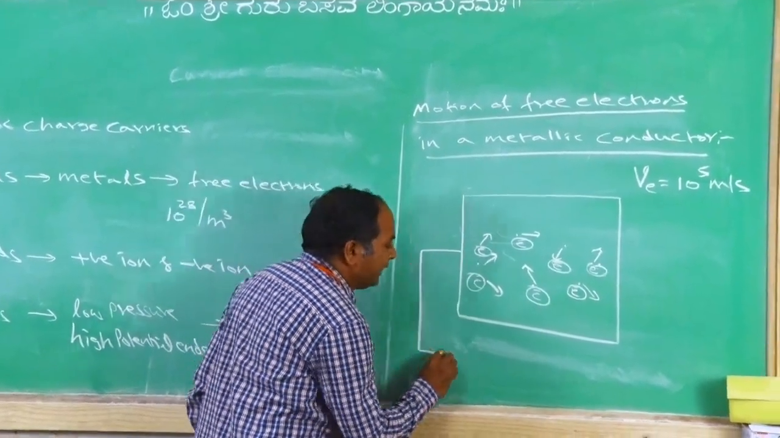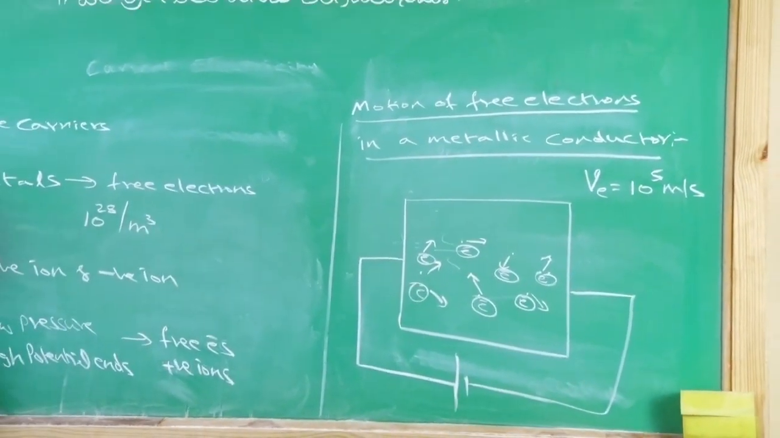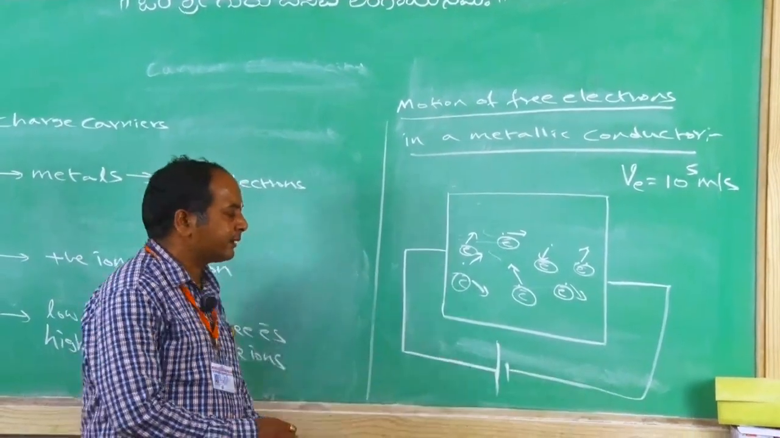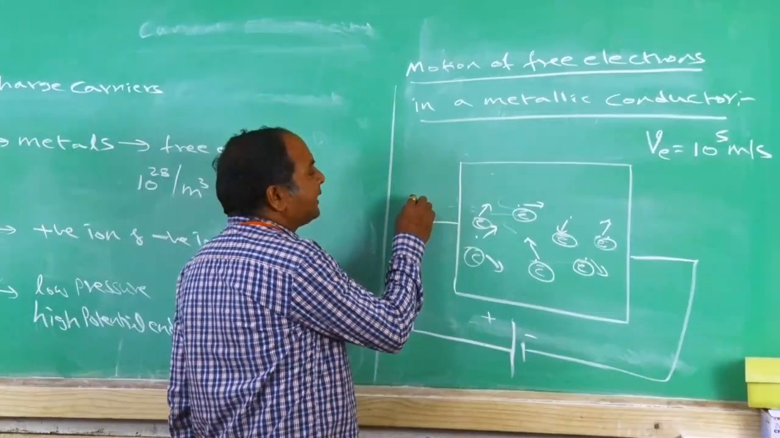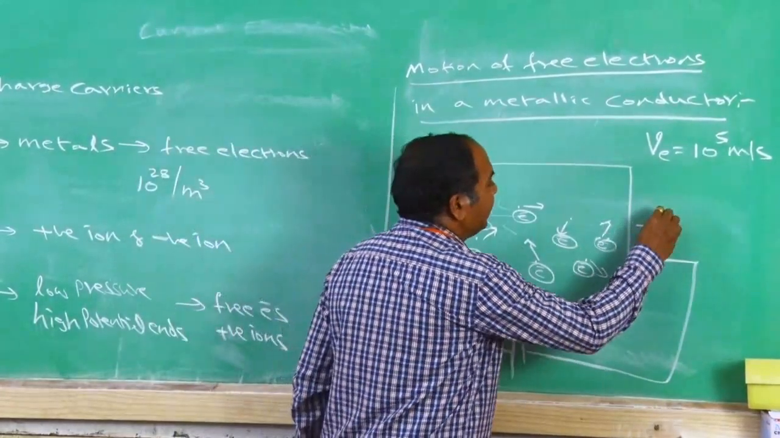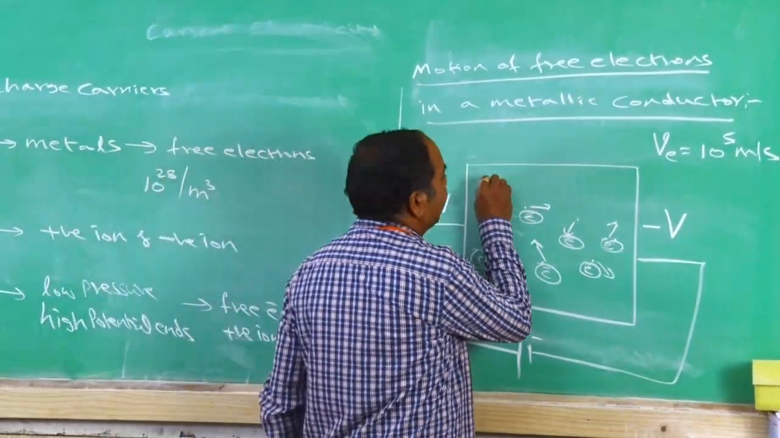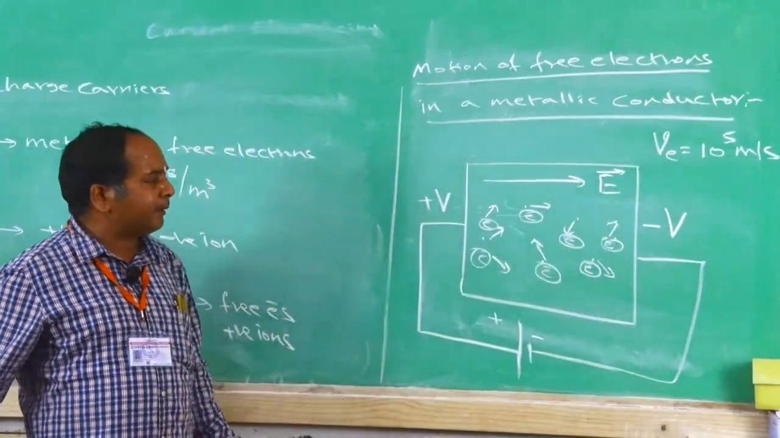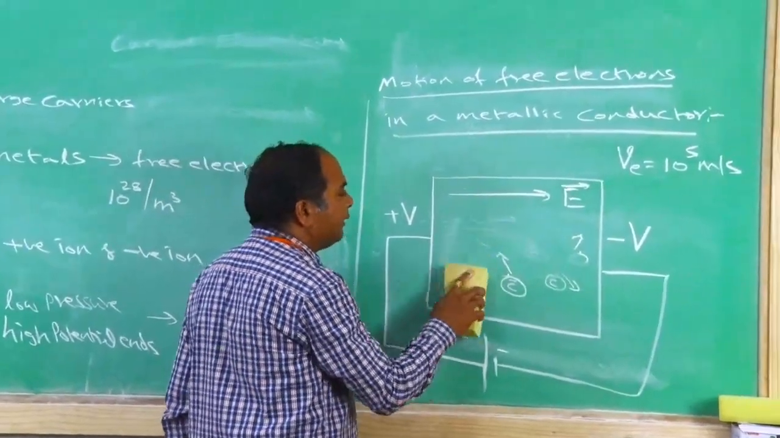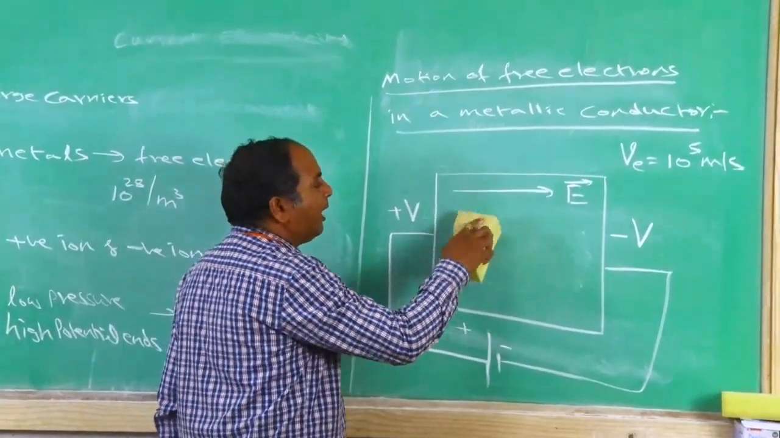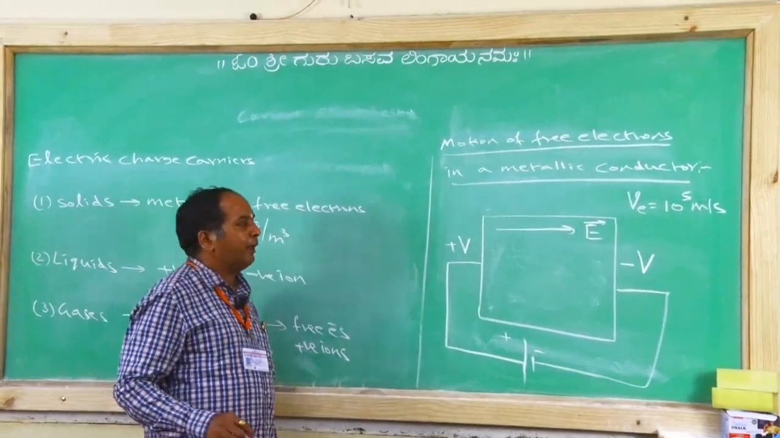Now if this metallic conductor is provided with a battery at both ends, suppose this is the positive terminal of the battery and this is the negative terminal, then automatically at this end the positive potential will come and at this end the negative potential will come. That's why a strong electric field is set up in the metallic conductor. We already know these electrons are negative charge carriers, so all the electrons are going to move from lower potential to higher potential, that means negative potential to positive potential.